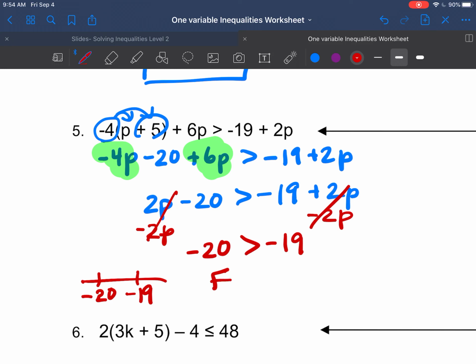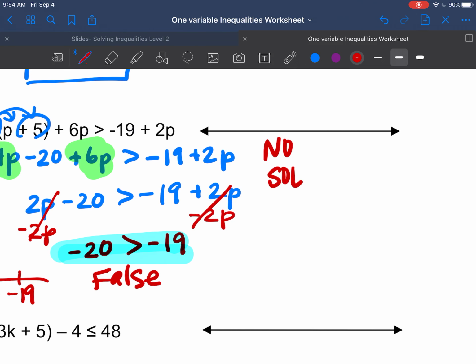And so this is actually a false statement. The statement we are left with is false. -20 is less than -19. And so this is another situation where we have no solution. You can't graph anything.